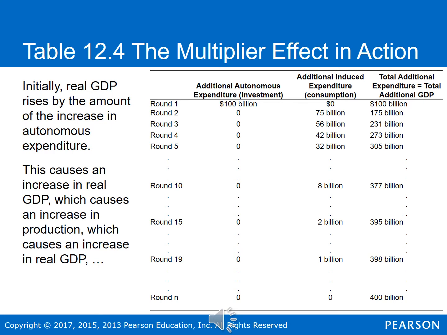And 75% of that $75 billion is $56 billion. And we're going to see this over time keep building up and building up. So 75% of each of these additional expenditures in each round are going to be spent by the owners of the firms and by the workers in those firms. And it's going to continue until we've exhausted all those gains. So in this case, as we get through 19 rounds of this, we'll end up with still $1 billion of additional expenditures, but our total increase in GDP is going to be $398 billion.